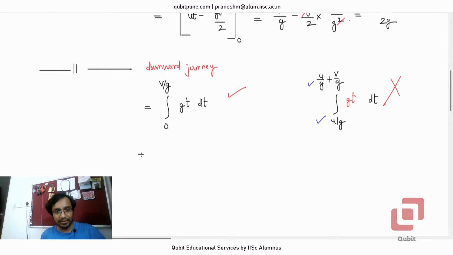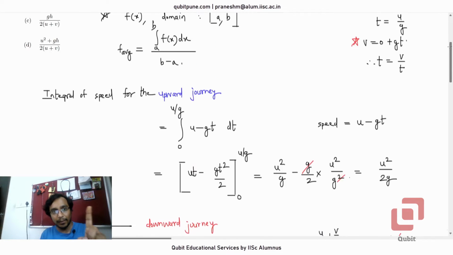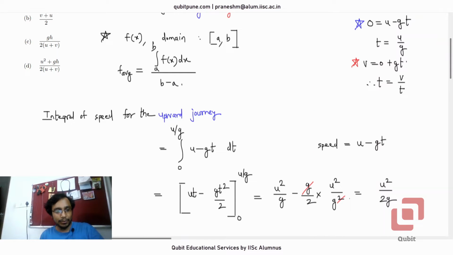So what is it going to be? There's only one term here, gt squared by 2. Let me directly substitute t as v by g. So g into t squared by 2, so v squared by 2 g squared. G will get cancelled, so I'll get v squared by 2g again.